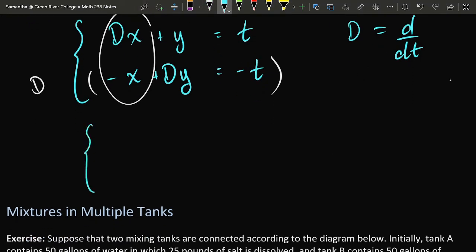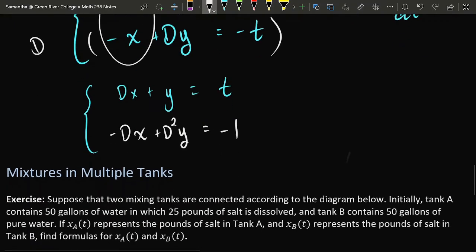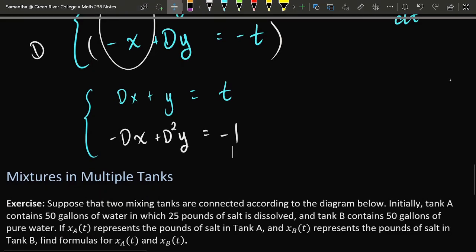So my first equation is unchanged. I didn't do anything to that. But in the second equation, what do I have? I have the differential operator being applied to x. I have the differential operator being applied to dy. So now I have two differential operators applied to y. And I have the differential operator applied to negative t. So the derivative of negative t with respect to t is equal to minus 1. Don't forget to apply the differential operator on the far right side.